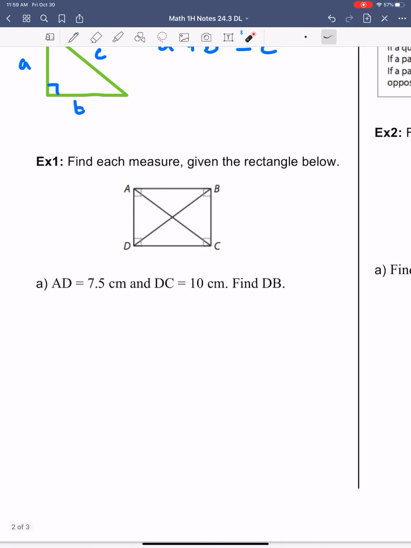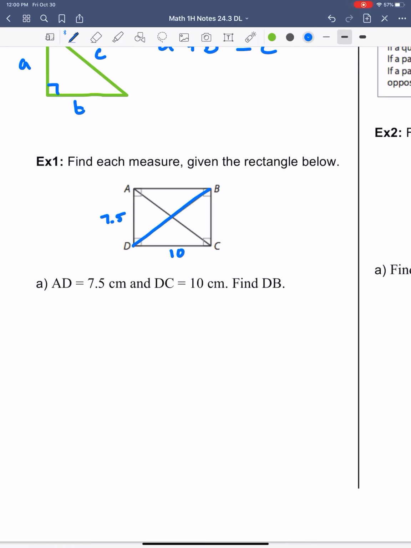It says find each measure given the rectangle below. So they've told us that this is a rectangle. So we know that it has those properties that we just discussed. It says AD is 7.5. So I'm going to go ahead and jot that down. A to D is 7.5. And then D to C is 10. And they want me to find DB. So DB is this diagonal here.